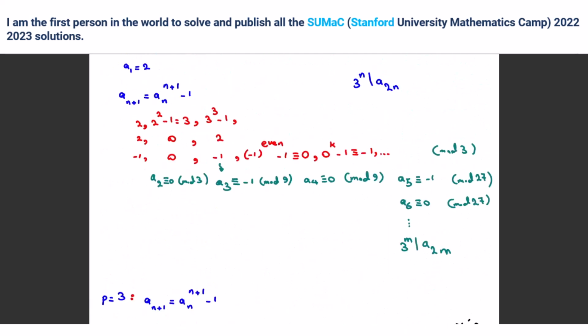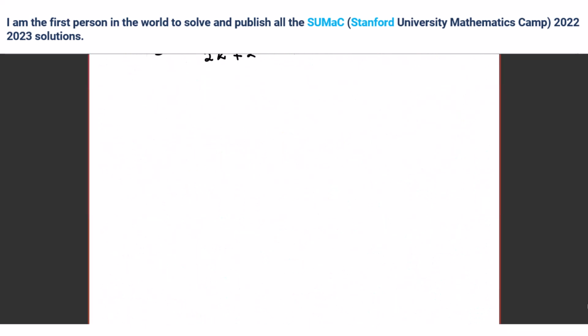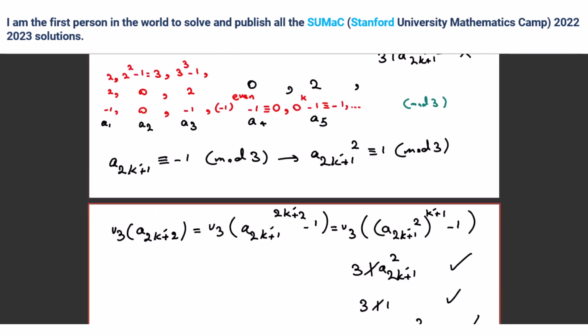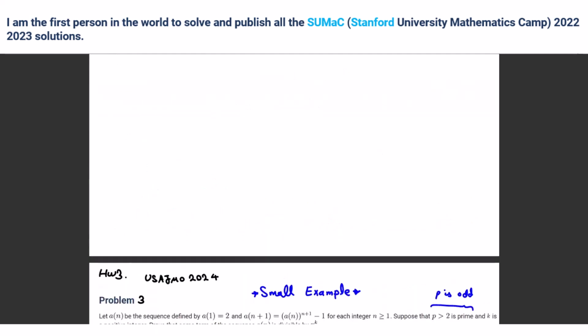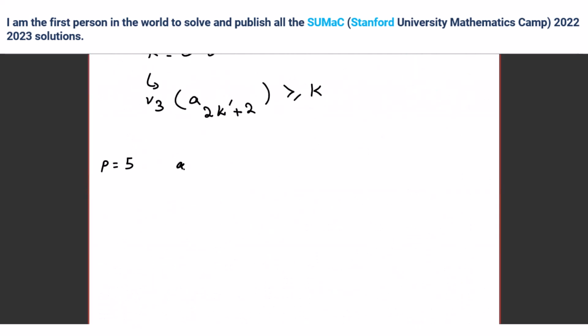Okay? Yeah. Okay. Now this one was for 3. In the next step, we should consider p what? P equals 5. Exactly. P equals 5, and we said a(n+1) is a_n to the n plus 1 minus 1. Let's write it again. a(n+1) is a_n to the (n+1) minus 1, and a1 is 2. And now for p equals 5, you want to prove that for each 5 to the k, there exists some good term, right? Yes. Like 3. So try this one first on your own.